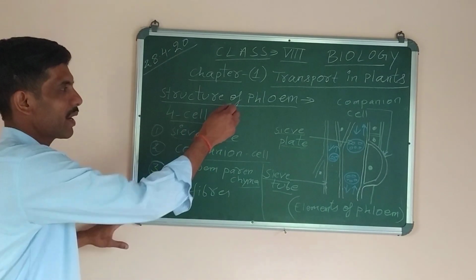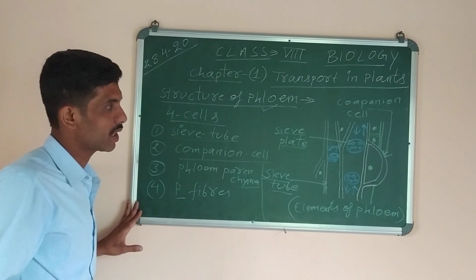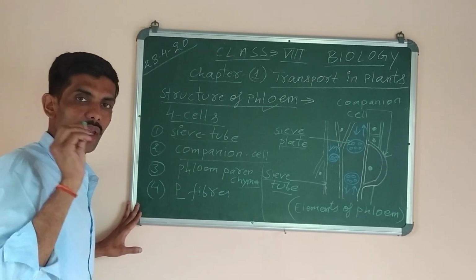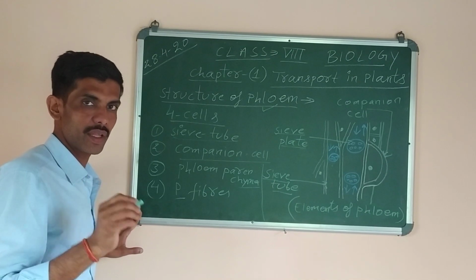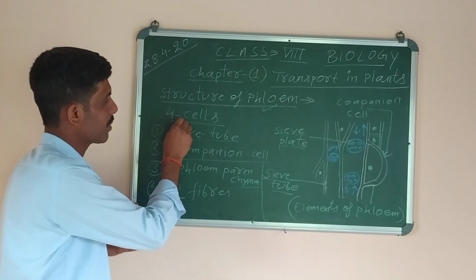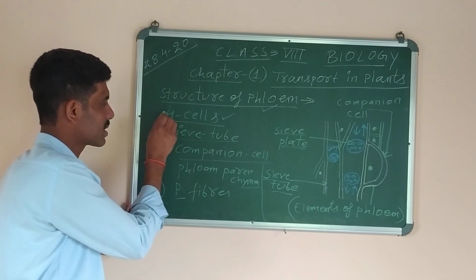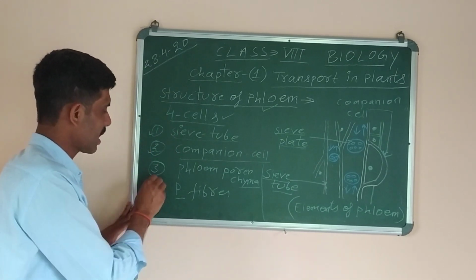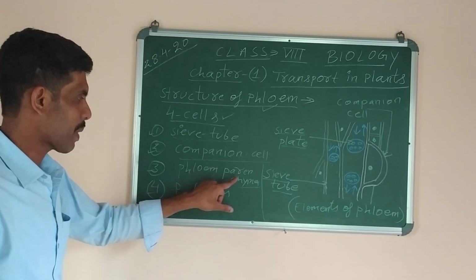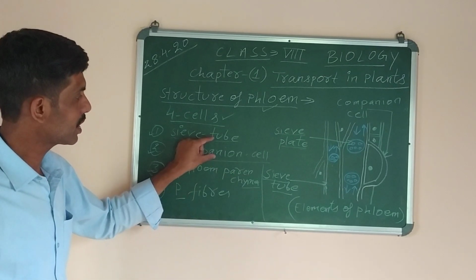Once again recall, what is phloem? Phloem is a complex permanent tissue found in plants. What is the function? It helps to transport food from the leaves to all parts of the plant. Okay? Transportation of food is the function of phloem. Now, what is phloem made up of? It is made up of four different types of cells. They are called the phloem elements. What are they? Number one, sieve tube. Number two, companion cell. Number three, phloem parenchyma and phloem fibers. These two are common. This parenchyma and fibers are found in xylem also as well as in phloem. So only these two are different.